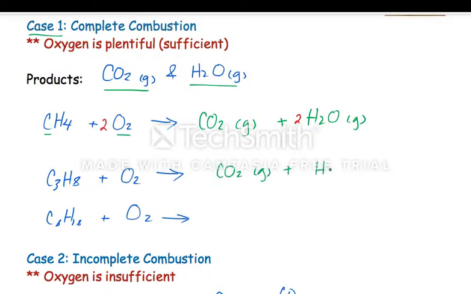Now, combustion of propane, C3H8 plus O2 in sufficient oxygen conditions will produce carbon dioxide gas plus water vapor. Let's balance this one. 3 carbons here, and here we have 1 carbon, so let's put a 3 to start with. Now we have 8 hydrogens, and here we have 2 hydrogens, so let's put a 4. So now we have 8. And oxygens, let's see, we have 6 and we have 4, so we have 10 in total. So we're going to put a 5 over here.